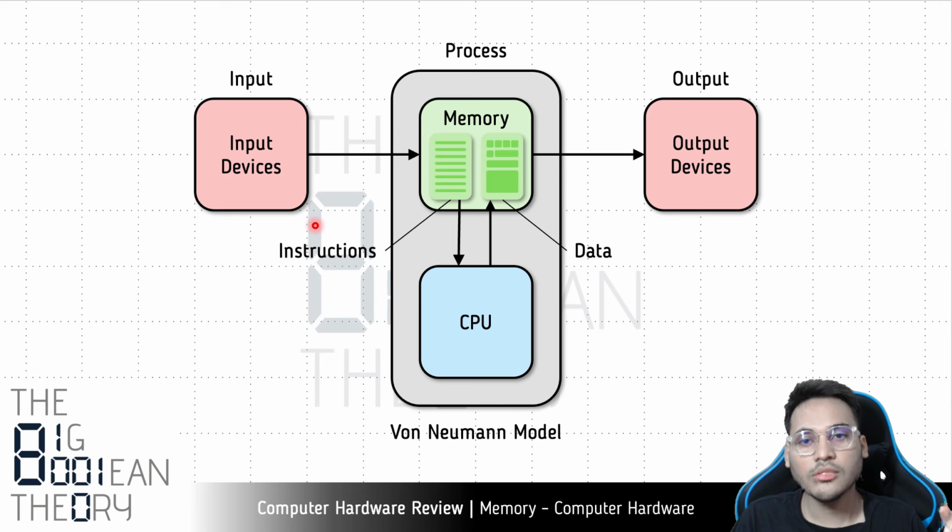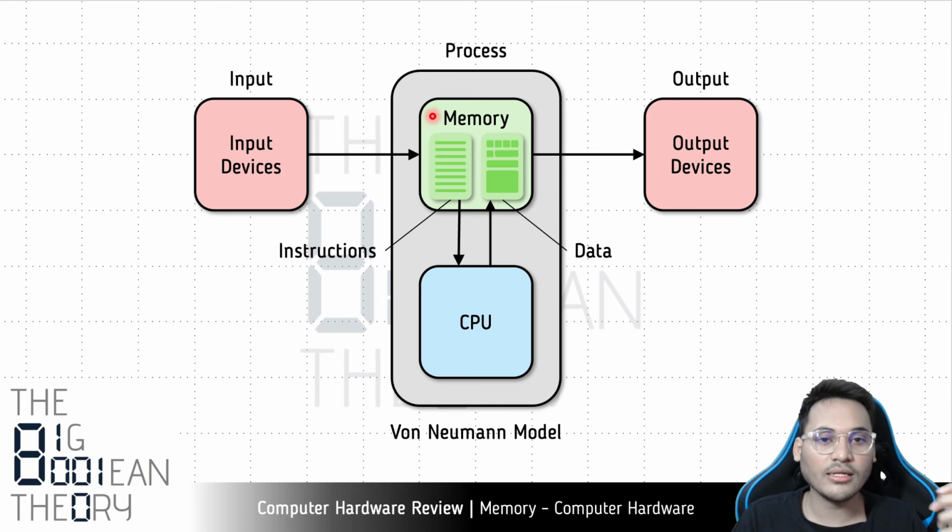Now the user gives their input via the input devices, and this input can be in a wide variety of formats. It could be a text input, it could be a number, it could be an image, audio, video. There are a wide variety of options in which the user can give that input, and that input will go and sit in the memory. This is the place where all the information is stored while the CPU is working with it. The information that the CPU will process, first of all, has to be stored in the memory. That is why we need the memory.